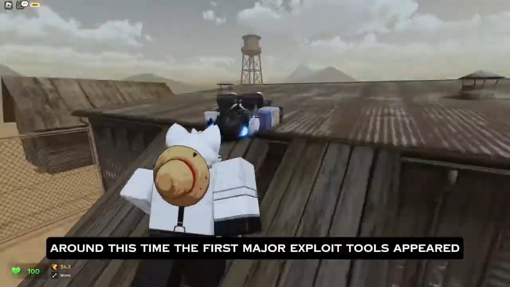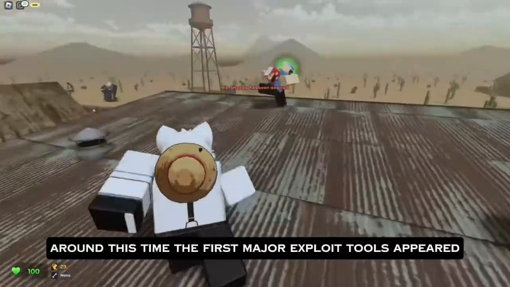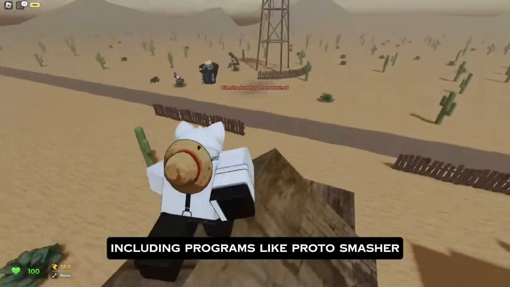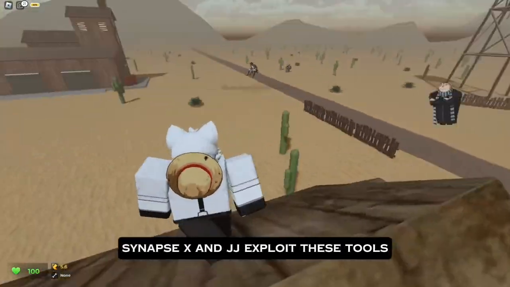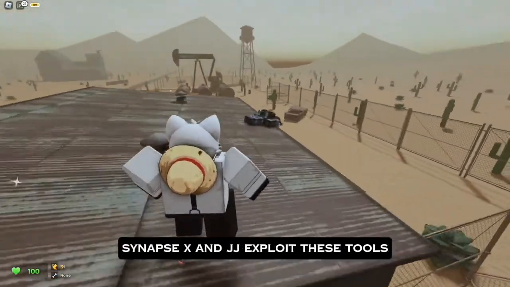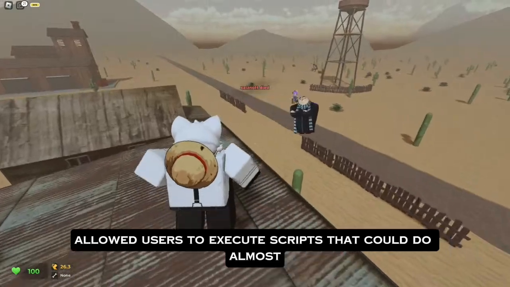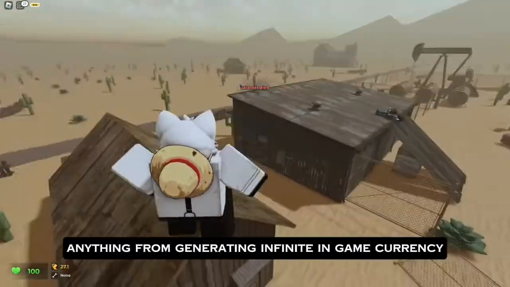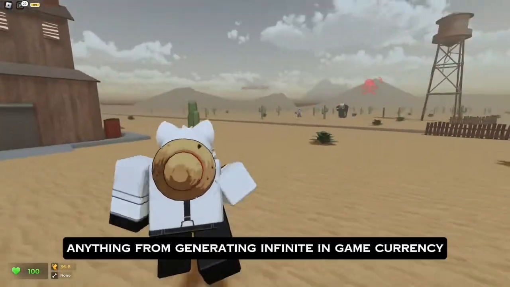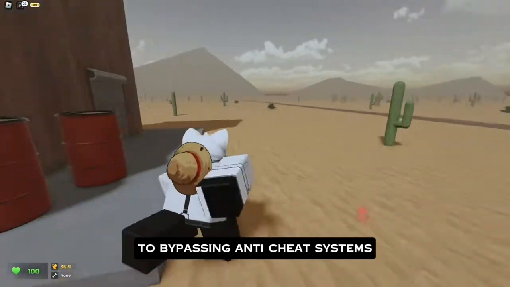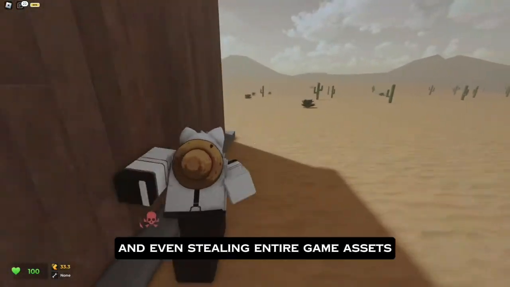Around this time, the first major exploit tools appeared, including programs like ProtoSmasher, SynapseX, and JJSploit. These tools allowed users to execute scripts that could do almost anything, from generating infinite in-game currency to bypassing anti-cheat systems and even stealing entire game assets.